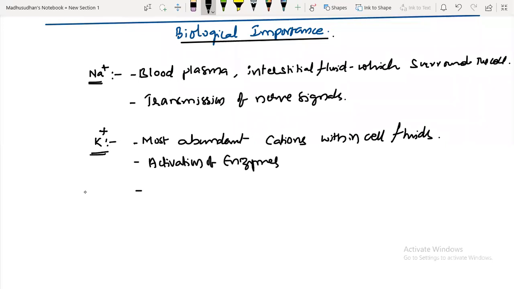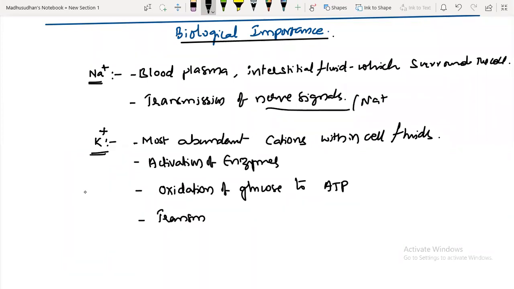Another important point is that it participates in the oxidation of glucose to ATP. In that, potassium plays an important role. It also plays an important role in the transmission of nerve signals. So nerve signals are regulated by only two ions, sodium and potassium.